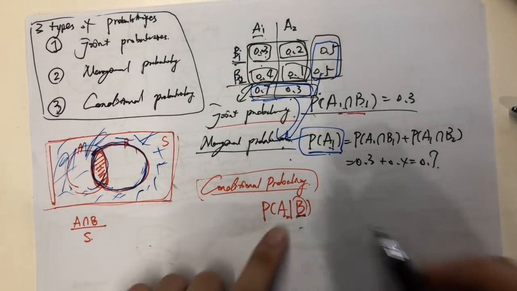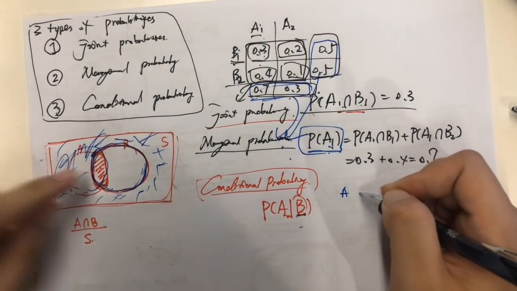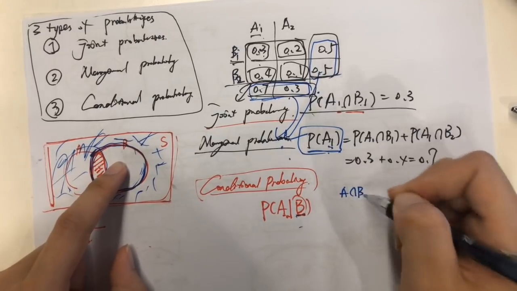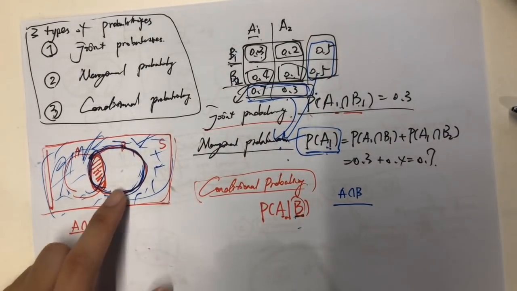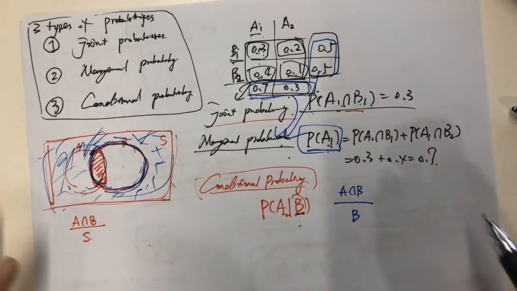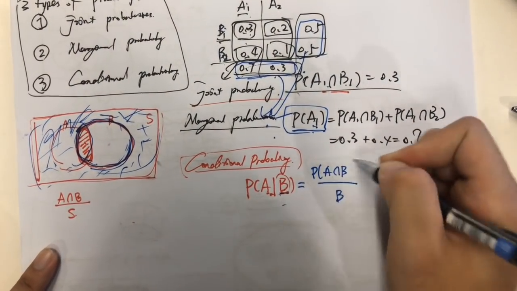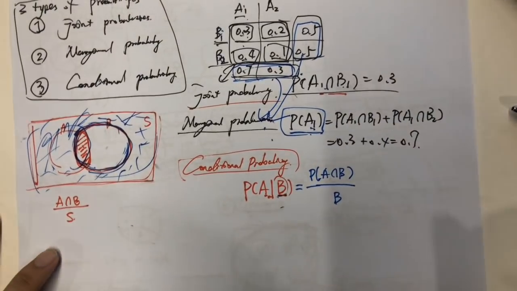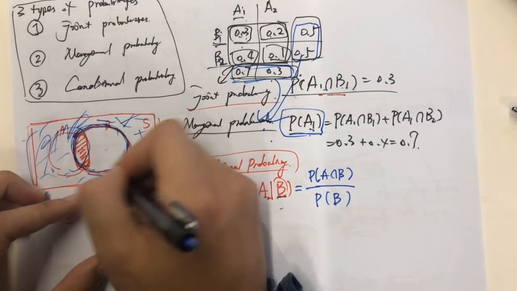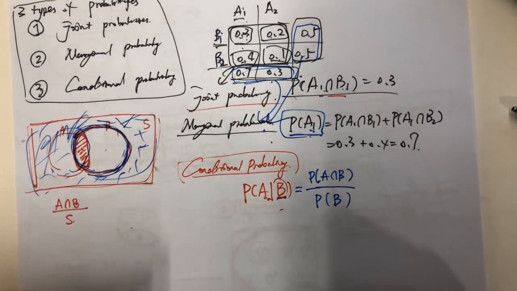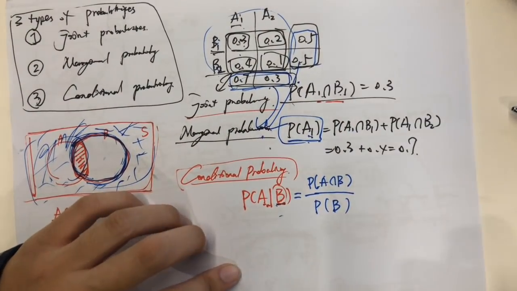So conditional probability is actually A and B intersection divided by what? B, instead of the whole sample space. That gives the definition formula of conditional probability: the probability of A intersection B, which is this area, divided by the probability of B, which is something we know has already happened.